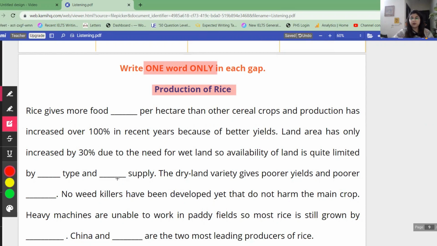Now see, many of the students say that this one is the trickiest part. Section 4 is the trickiest. I believe this is because usually you get summary completion type questions here, and they speak a lot in section 4.